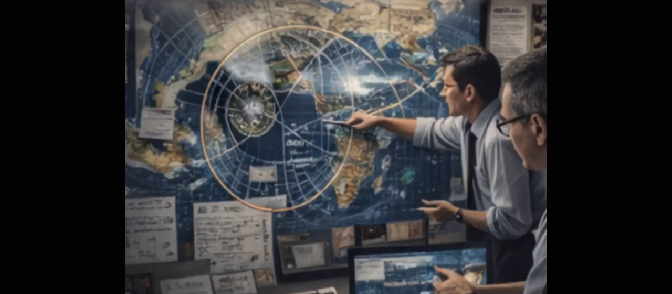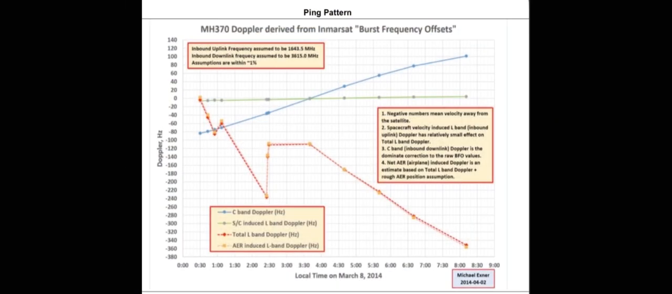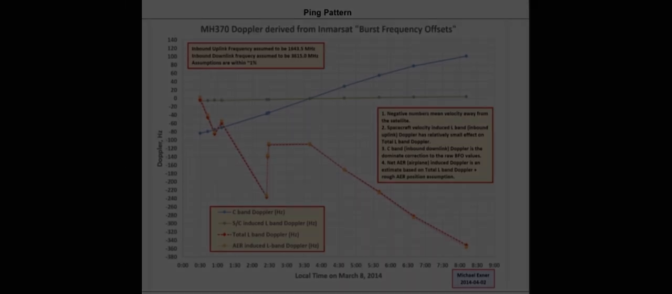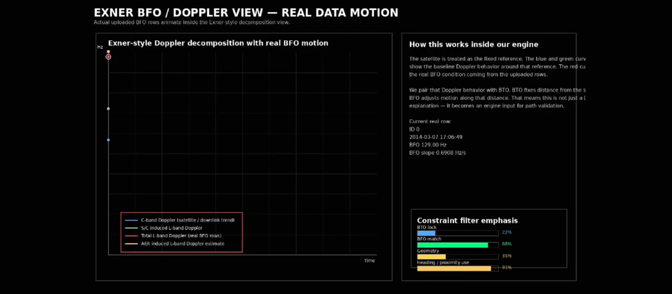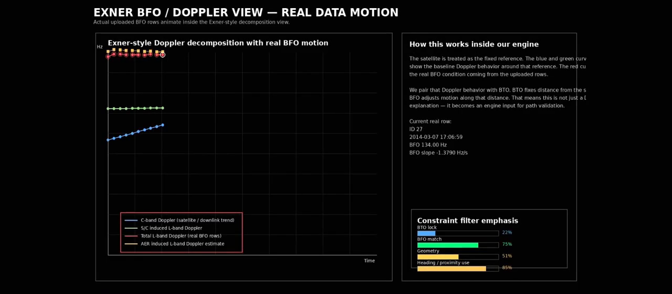For years, investigators, engineers, mathematicians, and independent analysts worked to understand what these satellite signals were trying to say. This graph represents one of the most important breakthroughs in the MH370 investigation: the Doppler behavior derived from Inmarsat burst frequency offsets.